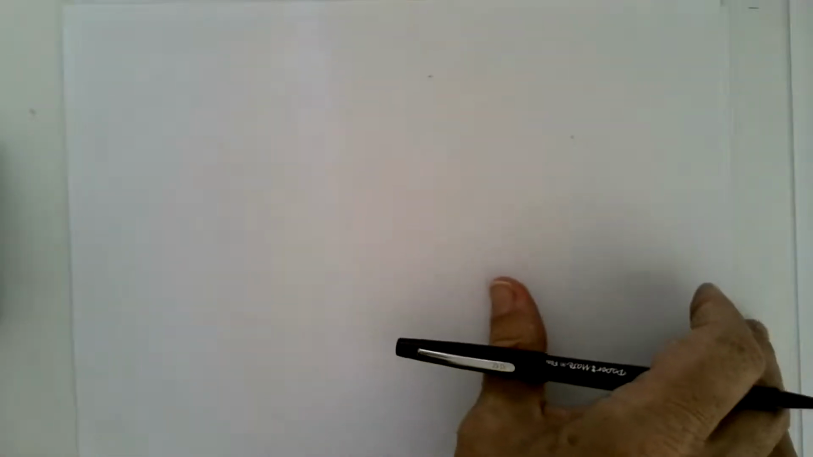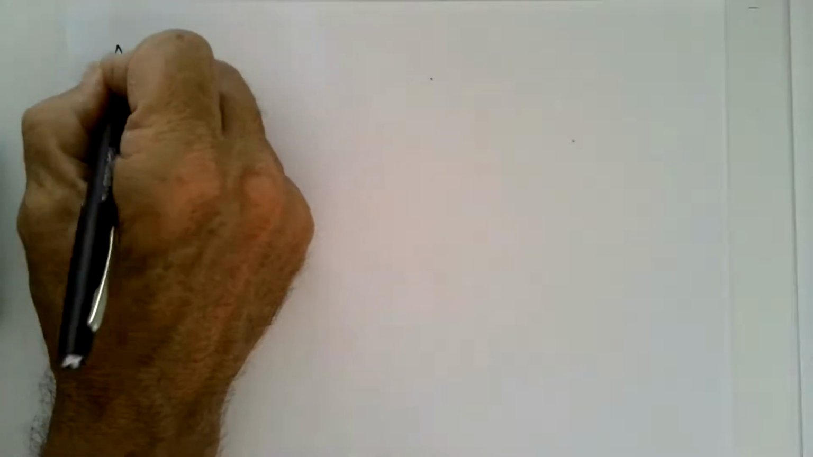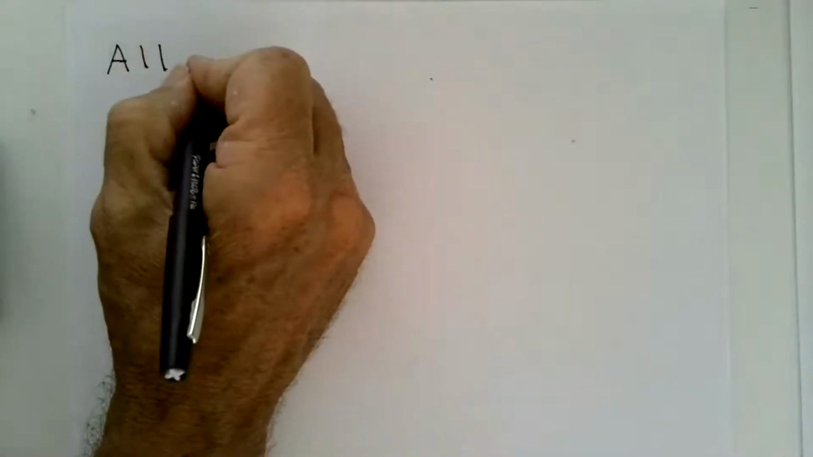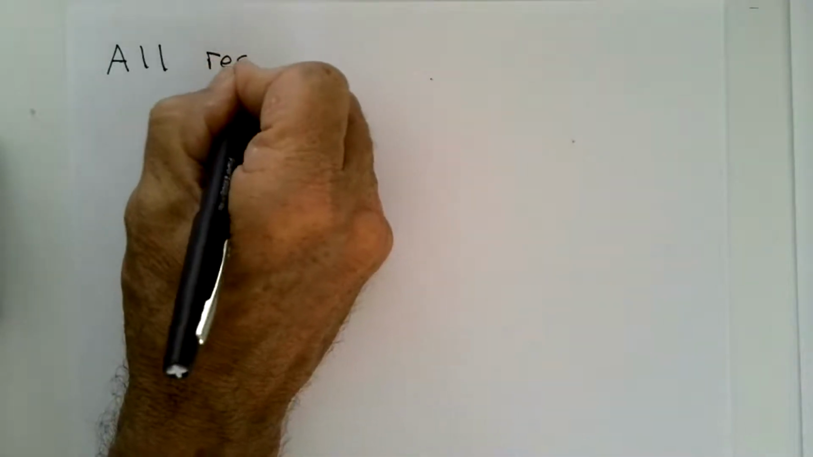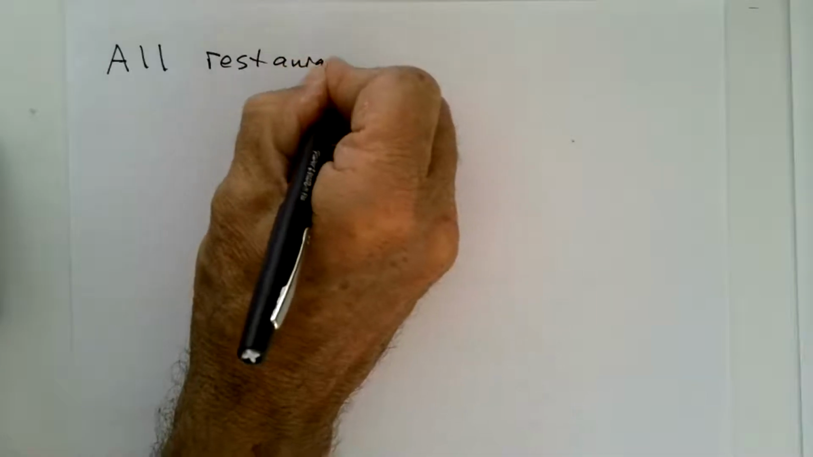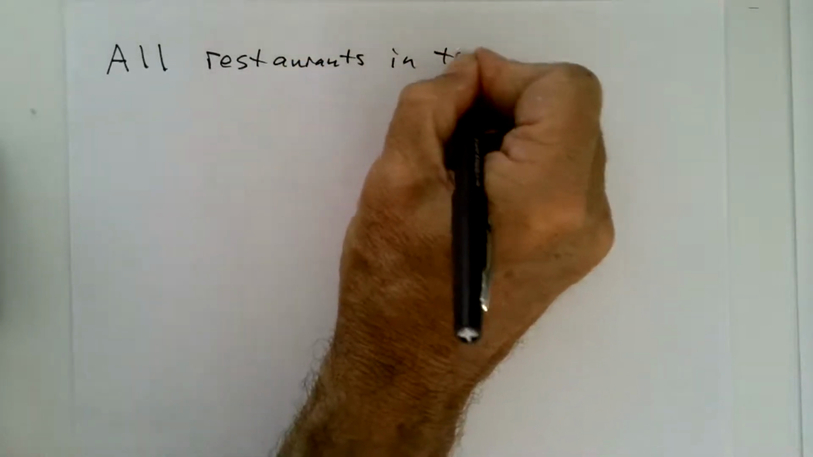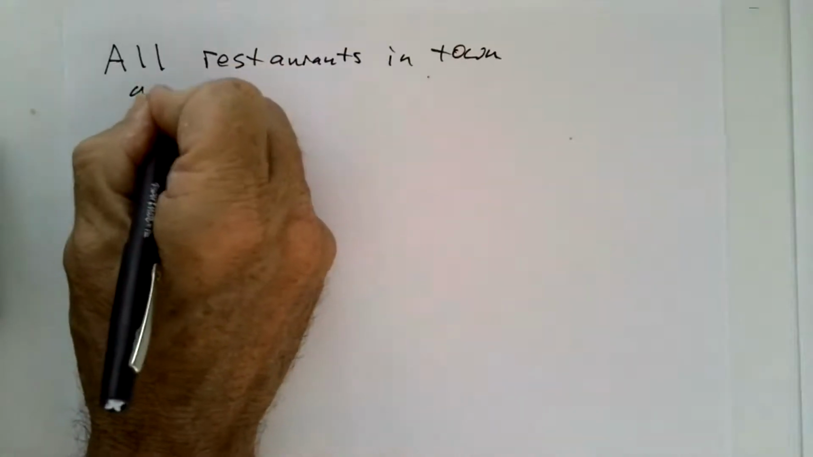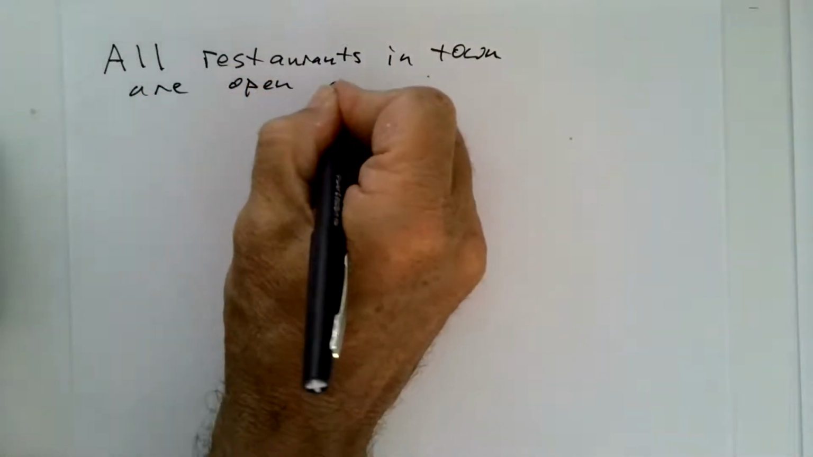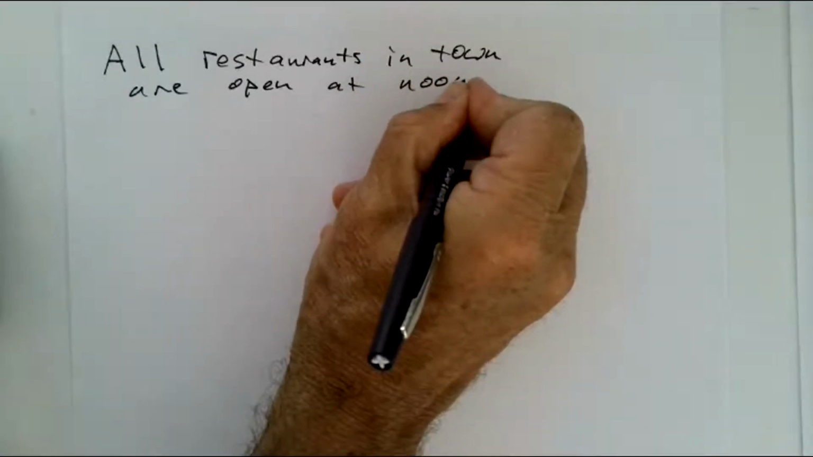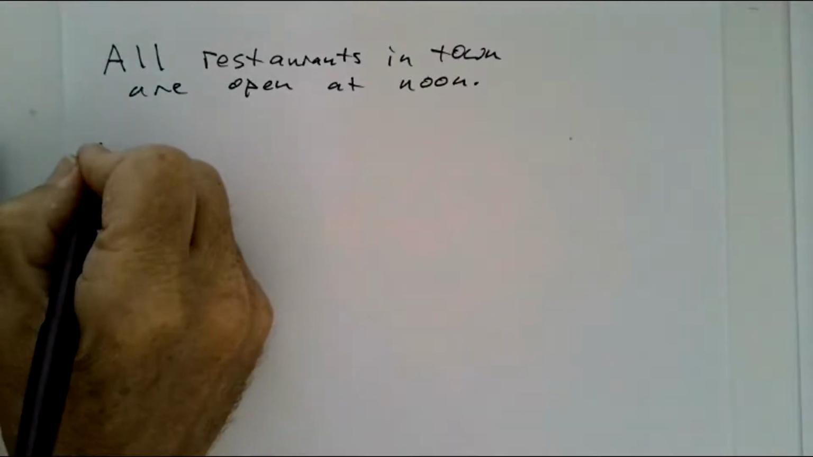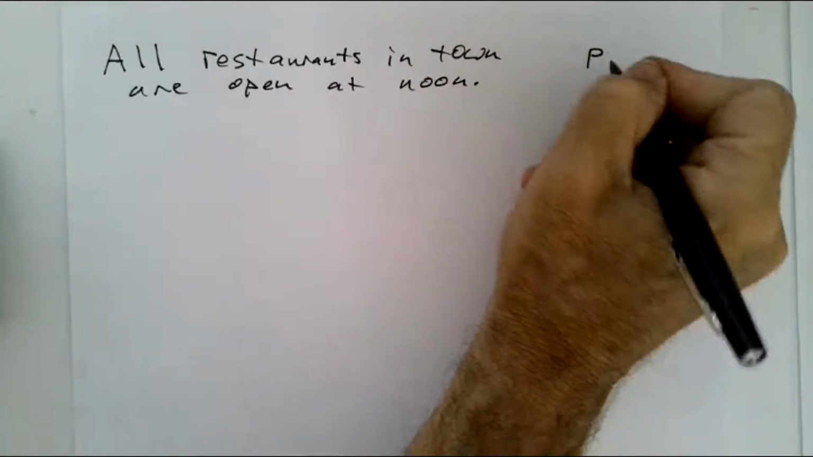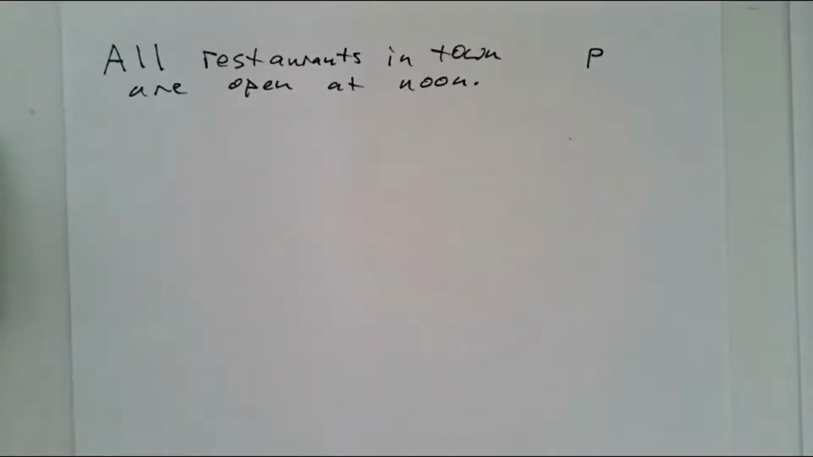What if I said, all restaurants in town are open at noon? Whether this is true or not is not relevant. That is our statement P, okay? So this is our statement P. How do we negate that? Some, not P.